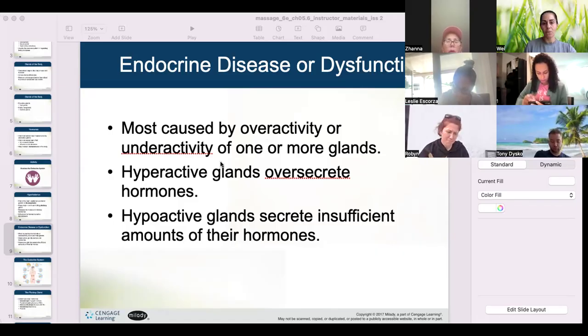Okay, prolactin, or here it's called lactogenic hormone. We call it prolactin, that's the word that goes with it. And that stimulates secretion of milk by mammary glands.